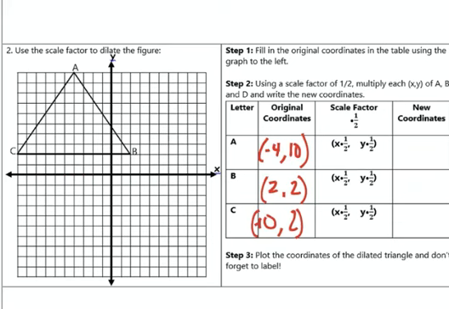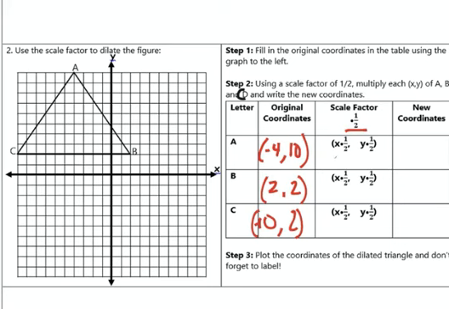Okay, now step 2, using a scale factor of half, multiply each x and y of A, B, and I should say C, and write the new coordinates. Okay, so this time the scale factor is half, which is a fraction, so our new coordinates are going to be smaller, and my new triangle will be smaller than the original. So this is an example of how it would get smaller.